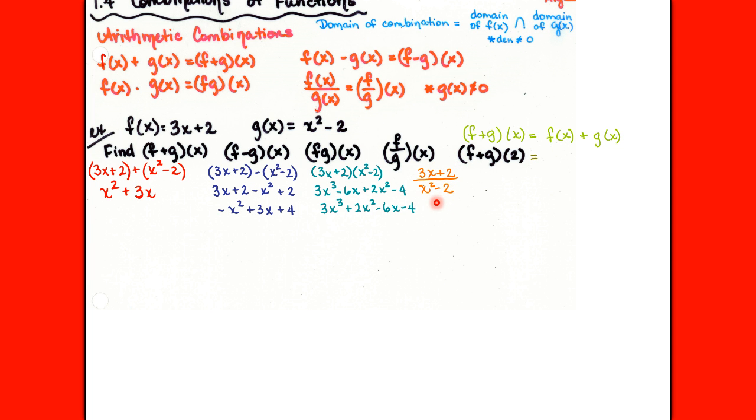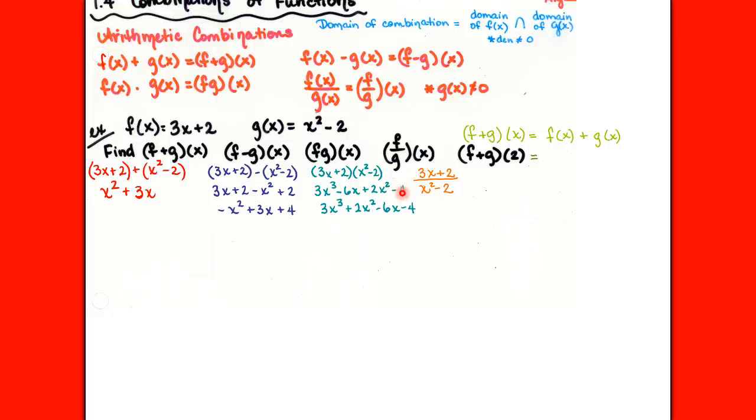You can't cancel things that are being added and subtracted. You can only cancel things that are being multiplied. So if I could take a common factor of 2 out of that numerator and a common factor of 2 out of that denominator, then I could cancel it out. But since I can't do that, there's no way to simplify or reduce that any further. That is in its lowest terms.